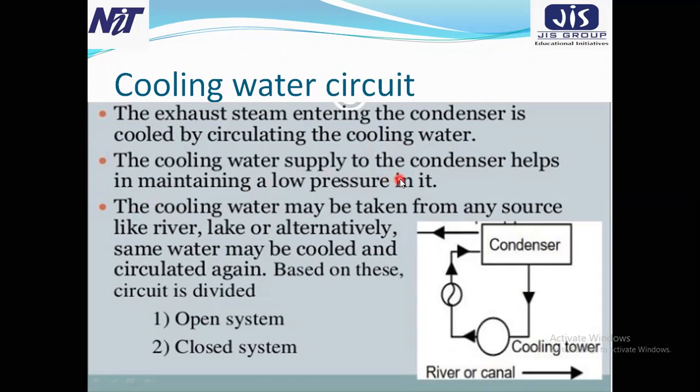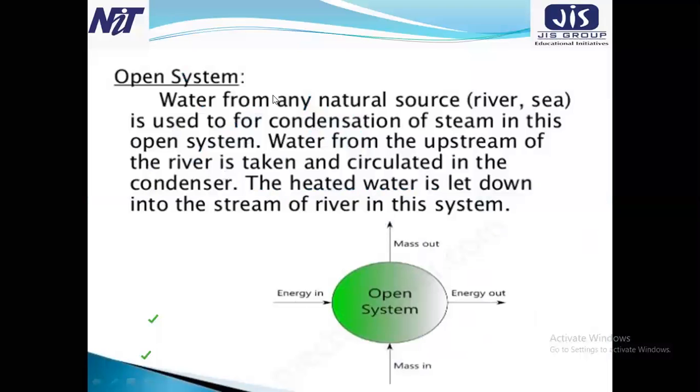The cooling water supply to the condenser helps in maintaining a low pressure in it, and the cooling water may be taken from any source like river or lake, or alternatively the same water may be cooled and circulated again. Based on this, the circuit is divided into two parts. We'll discuss it later, the open system and closed system. So let me talk first about the open system.